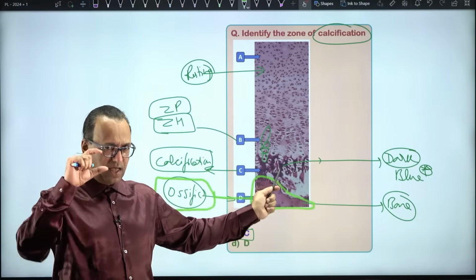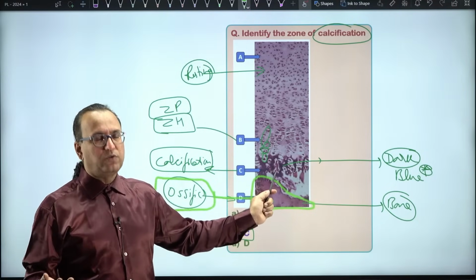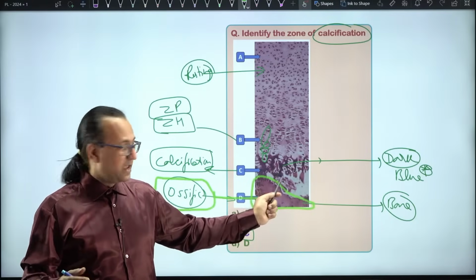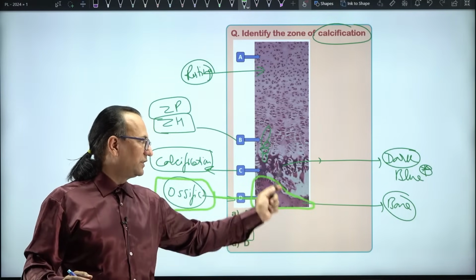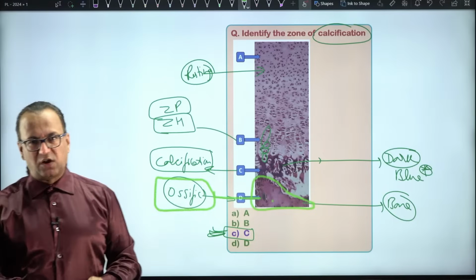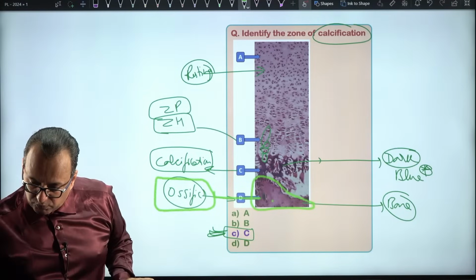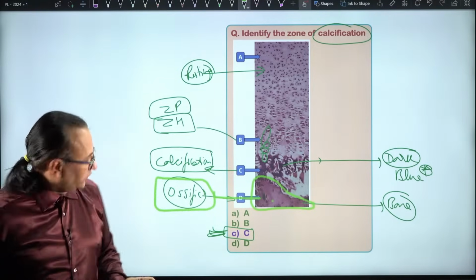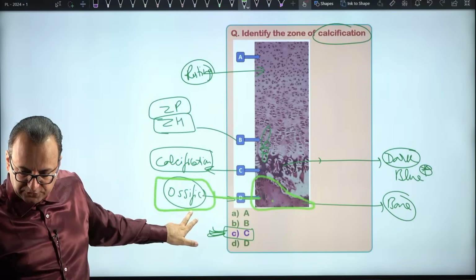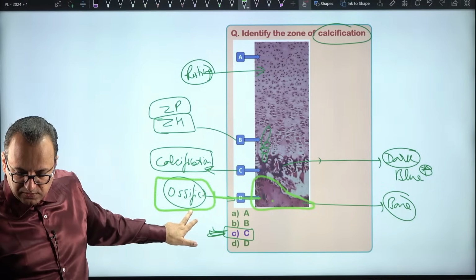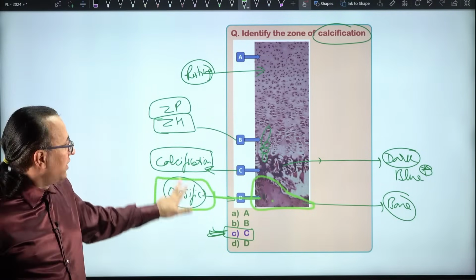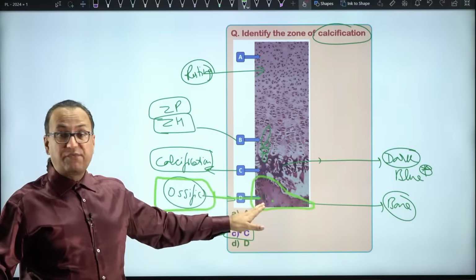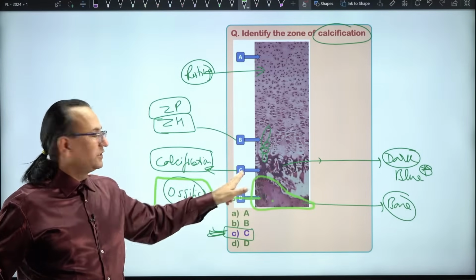Actually, the lacuna, chondrocytes, all that I am not going into details. If you are asking me, this is bone, zone of ossification, this is zone of calcification, otherwise it is a long discussion. So, Manik, you are asking zone of calcification is in D. No, D is zone of ossification. Zone of calcification is zone C.